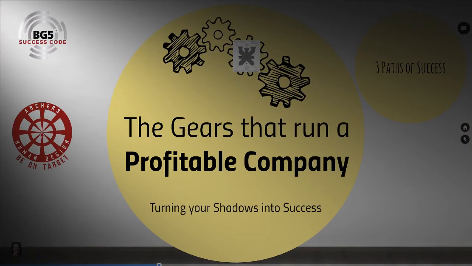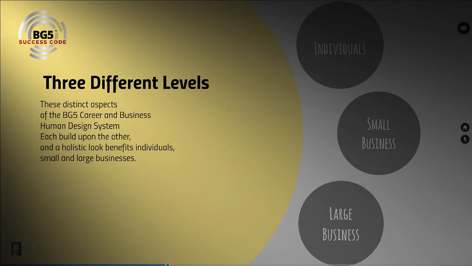Now, there are gears that run a profitable company, how appropriate it is for you to work in a small team, and how you're going to turn your shadows in that team into success. A small business that is profitable and competitive and successful, and we're talking 3 to 5 people, needs to have all of those aspects there. And so I'll show you what aspects you bring to the group and what you need to outsource or hire out.